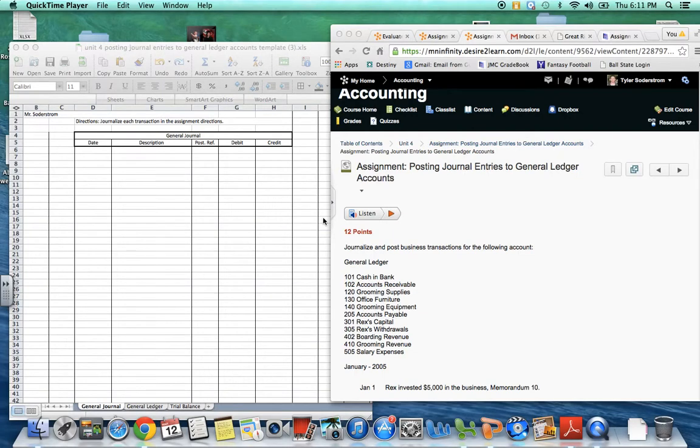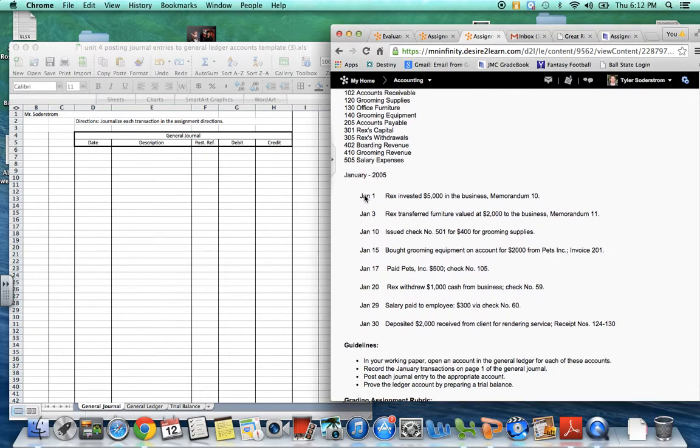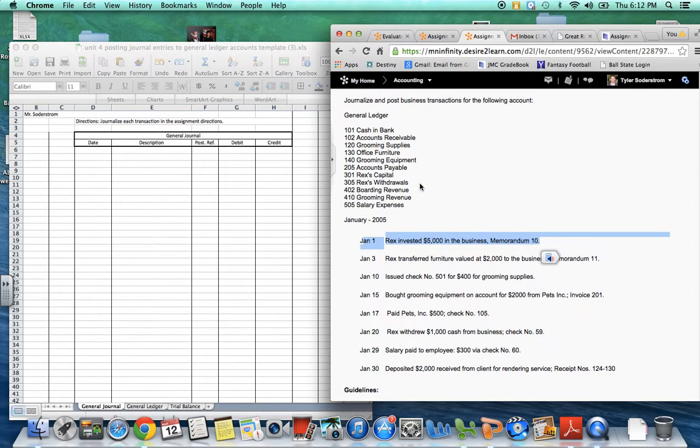This is a tutorial for the accountant assignment posting journal entries to general ledger accounts. I have the instructions on the right, and on the left is the Excel template that I'll be completing the assignment in. First transaction we have is on January 1st. Rex invested $5,000 into the business, memorandum 10.